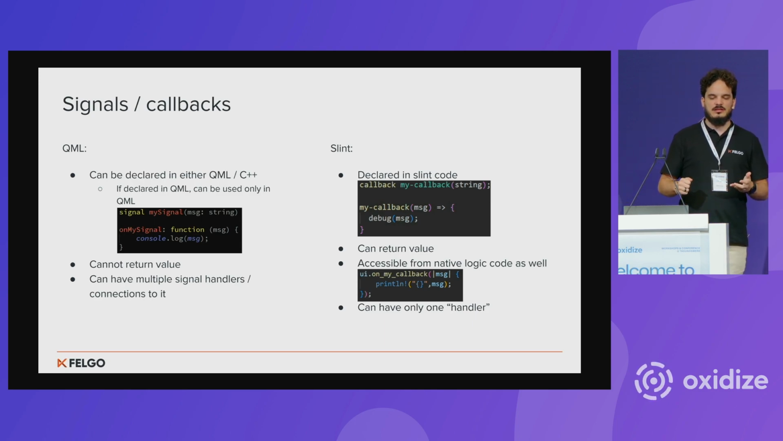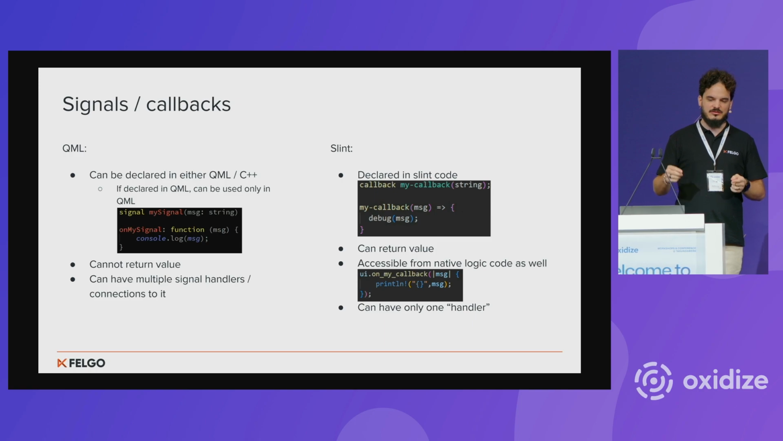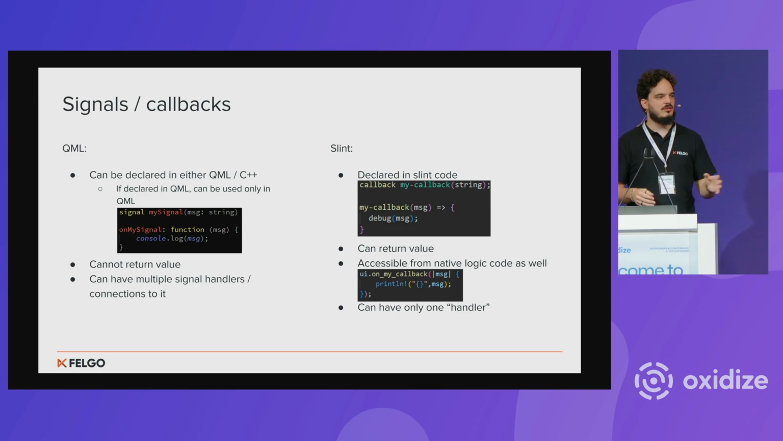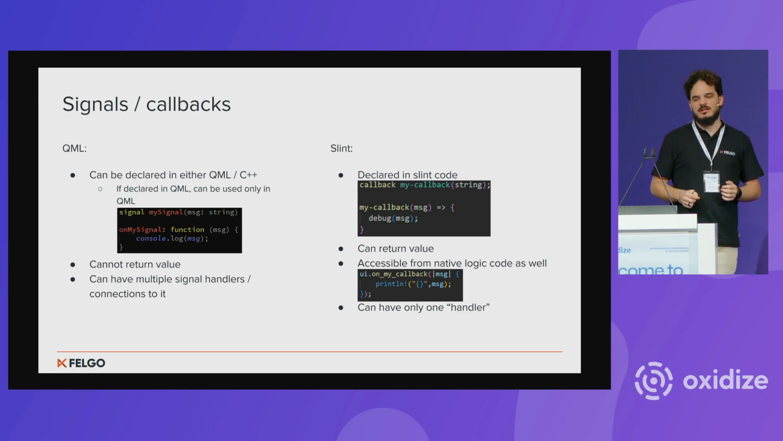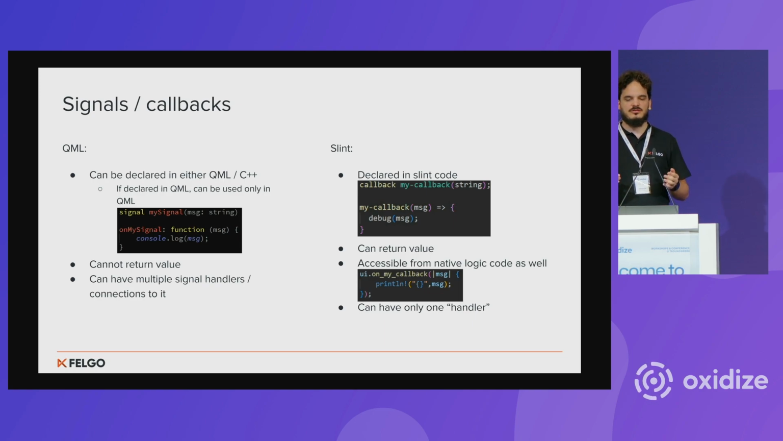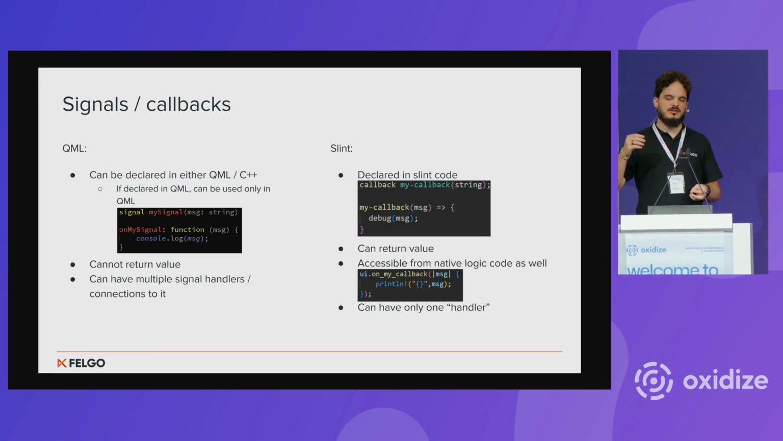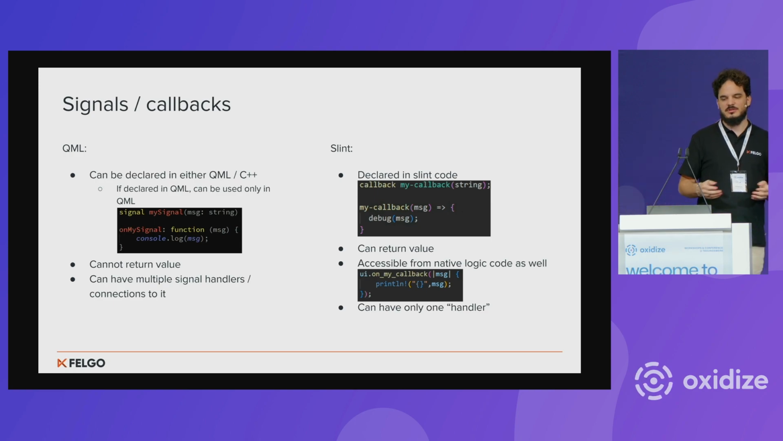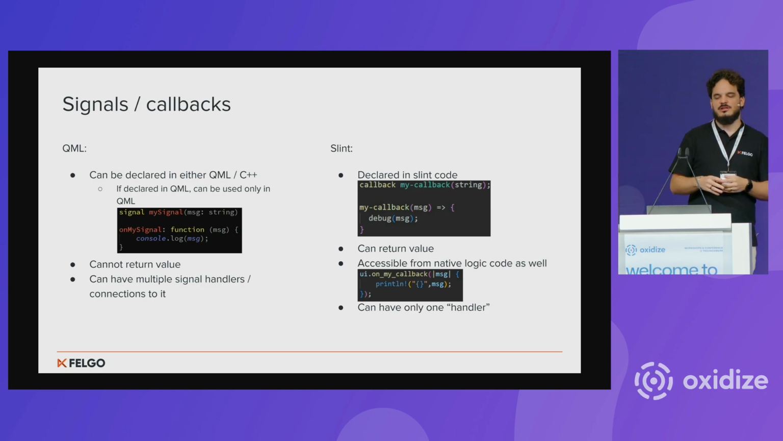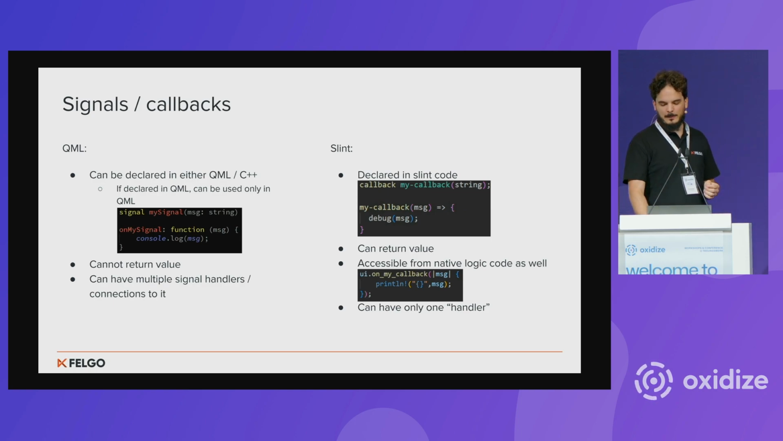The difference is that on signals, you can have multiple signal handlers, so for your signal, you can react in multiple places, while Slint's callback is similar to signals, but it can return a value. It is accessible from native logic as well, easily, but can have only one handler. So if you add a new handler, it will be overwritten by the new one.